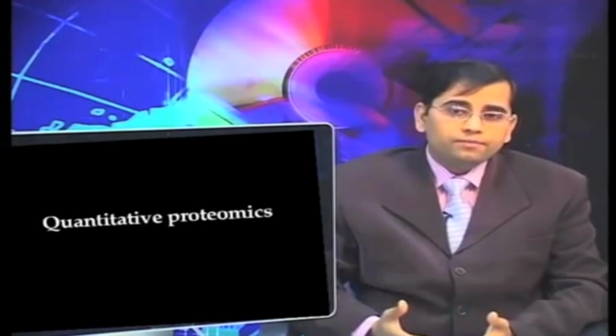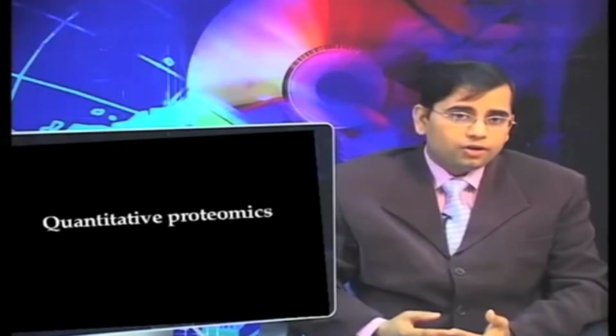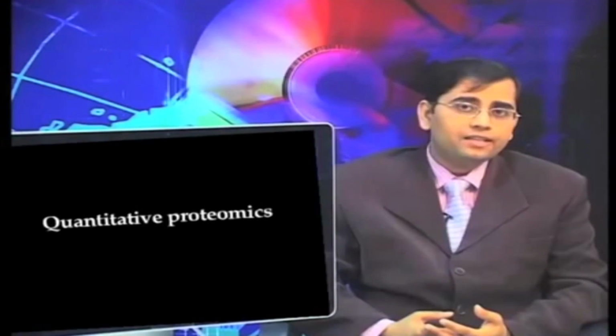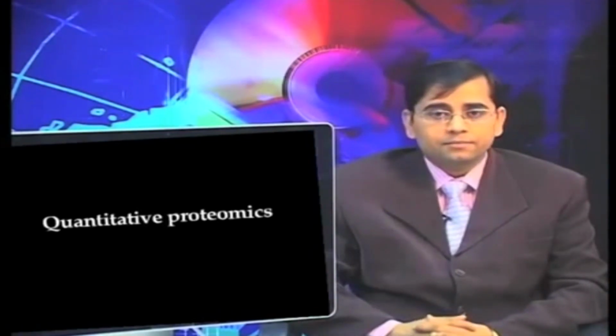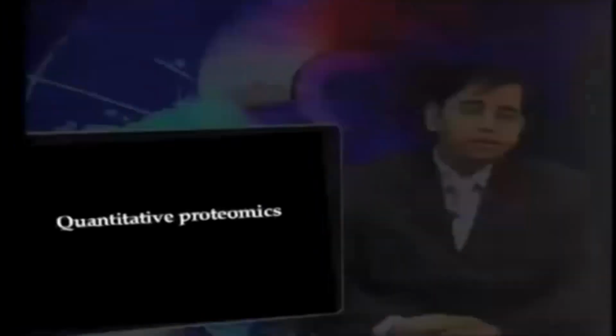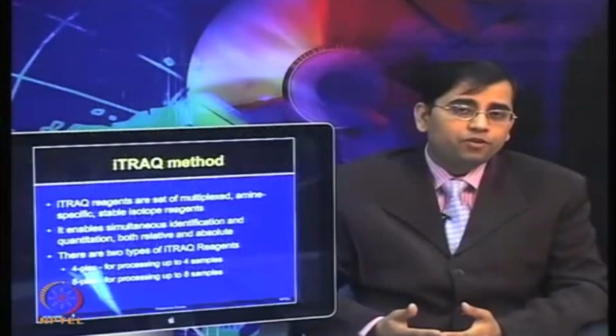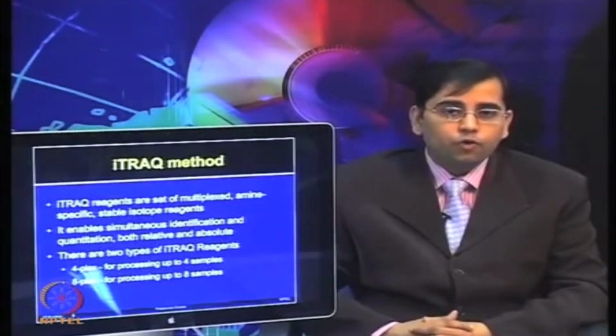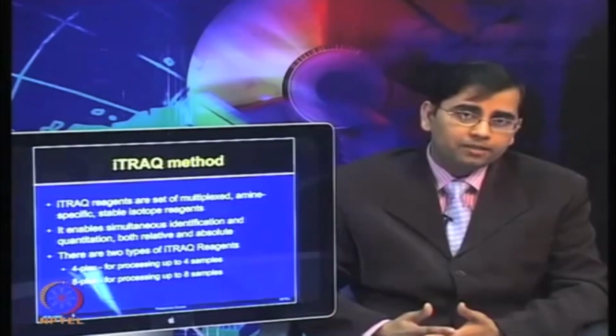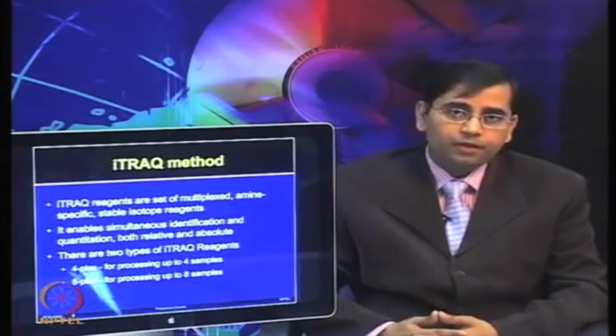The iTRAQ technique was first described by Ross et al. in 2004. I have given the reference at the bottom of my slide, and it was subsequently commercialized by Applied Biosystems. These iTRAQ reagents are a set of multiplexed amine specific stable isotope reagents. It enables simultaneous identification and quantitation, both relative and absolute. There are 2 different types of iTRAQ reagents currently available: 4-plex for processing up to 4 samples and 8-plex for analysis of up to 8 samples.